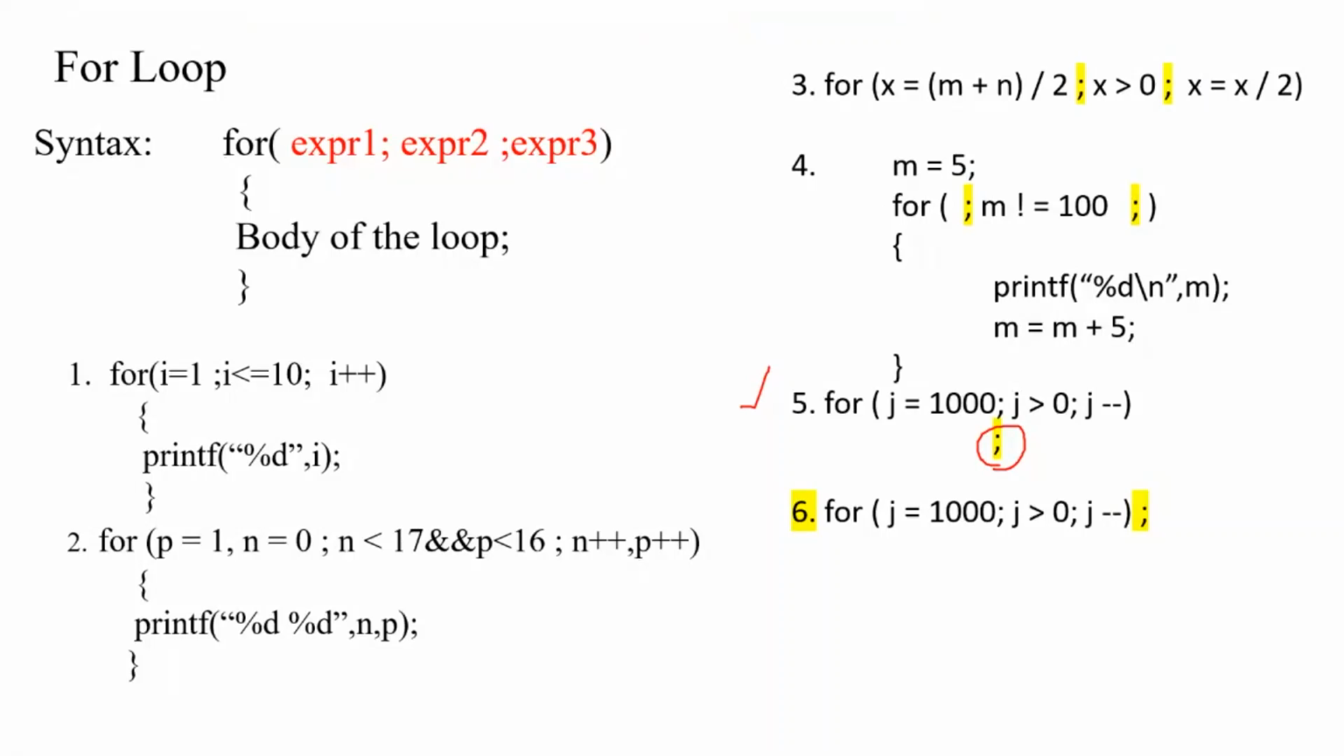For, listen here, a for loop should not end with a semicolon. After this bracket, you should not put any semicolon. All the statements mentioned in the body of the loop should end with a semicolon, while the for loop itself should not end with a semicolon. Is it clear?